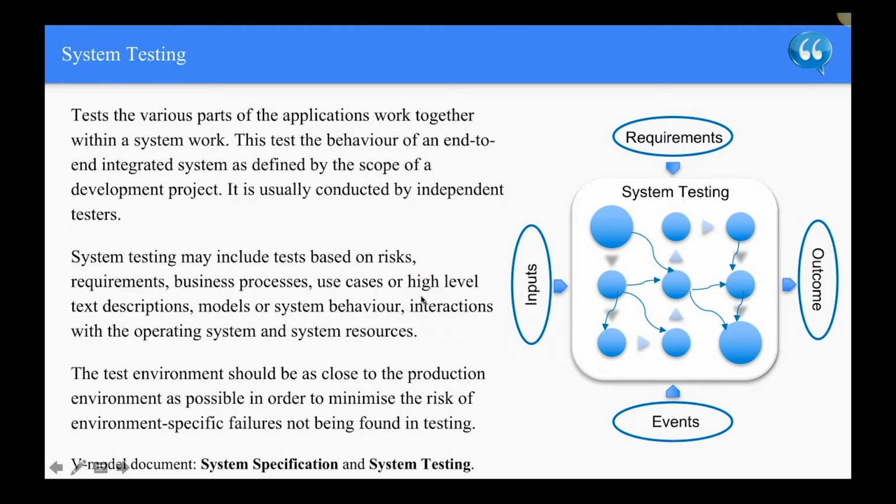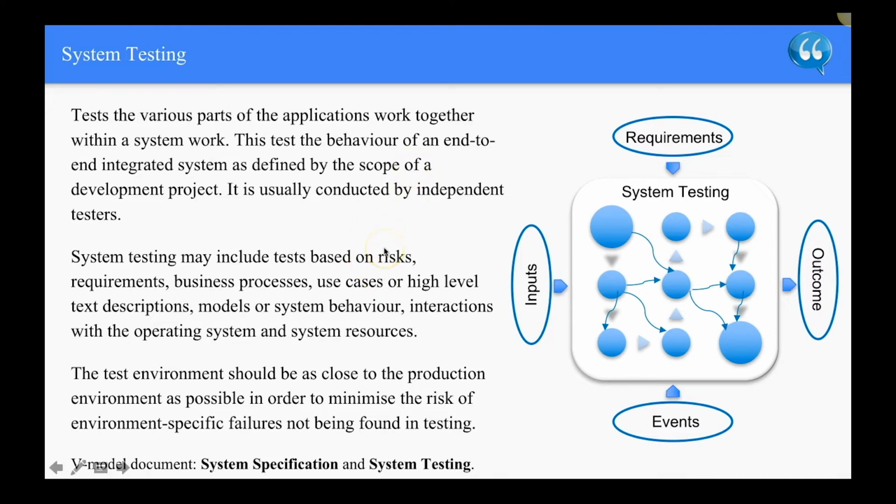It tests that the various parts of the application work together within the system. This tests the behavior of an end-to-end integrated system as defined by the scope of a development project. It is usually conducted by independent testers. System testing may include tests based on risks, requirements, business processes, use cases, or high-level text descriptions, models of system behavior, interaction with the operational system, and system resources.